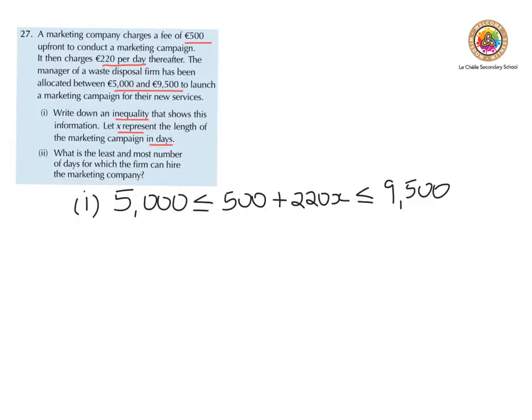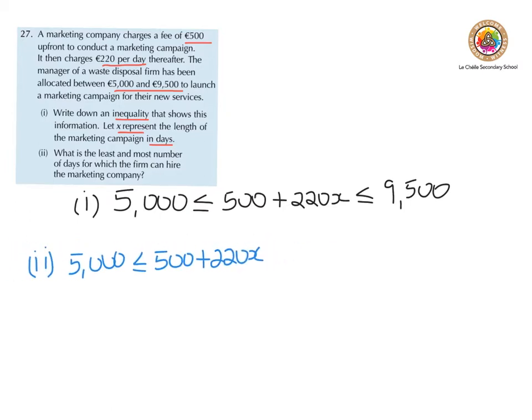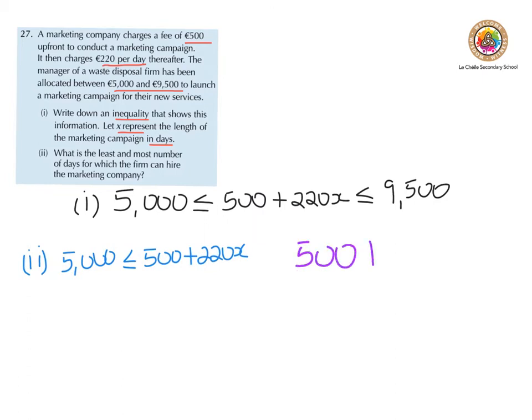Okay, and so in part 2 then, I am asked pretty much to solve this inequality. I'm asked, what's the least and most number of days for which the firm can hire the marketing company? Okay, so again, I'm going to split it into two different inequalities. So here I have 5,000 is less than or equal to 500 plus 220x. And on the other side then, I have the other part of it. So I have 500 plus 220x is less than or equal to 9,500.